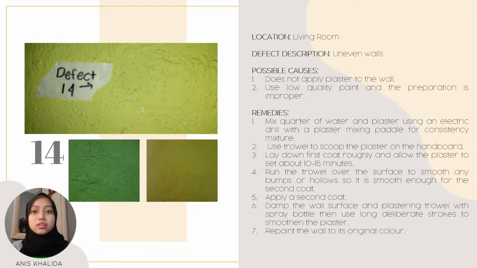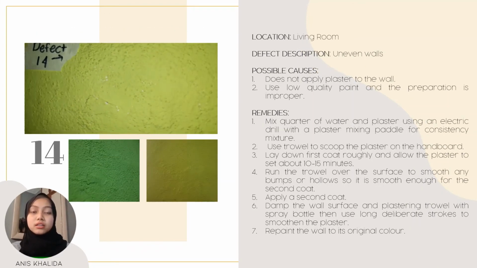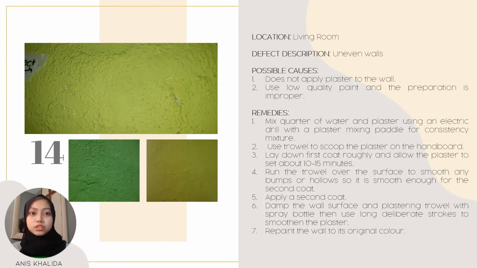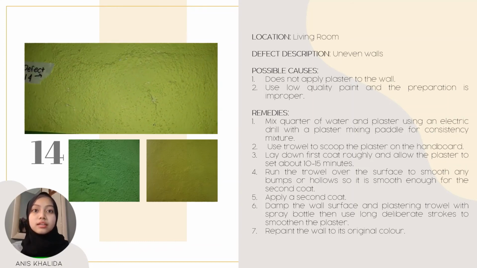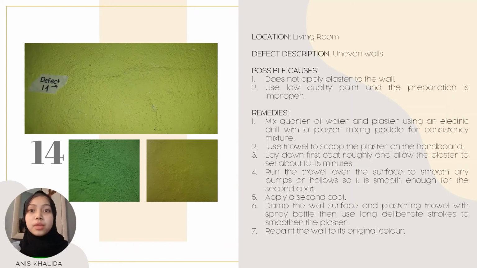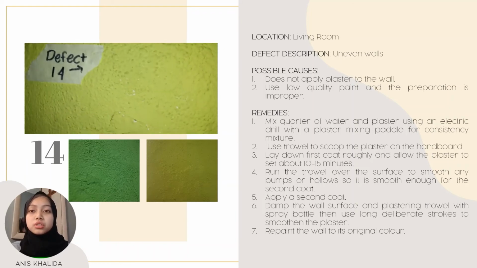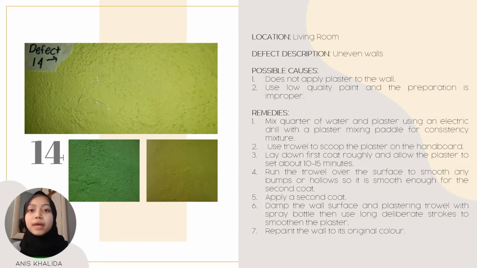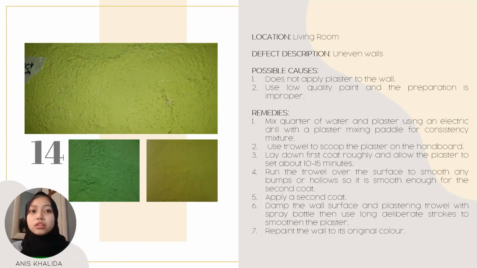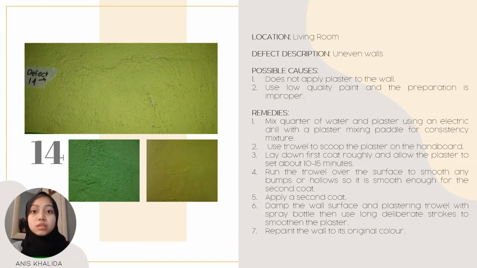The 14th defect is about the uneven living room walls that have streaks, splotches, lines, and color inconsistency. This defect occurs because the contractor did not apply plaster before painting the wall and the preparation is improper.